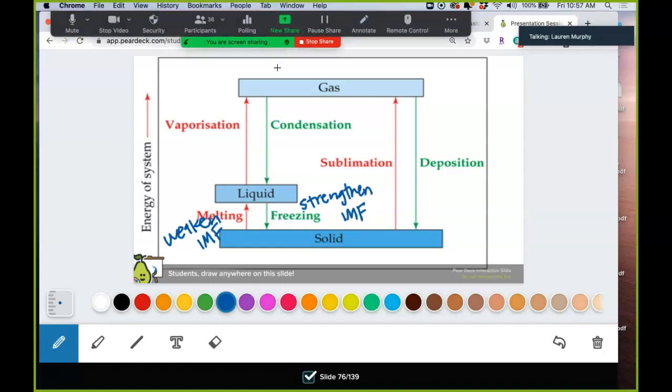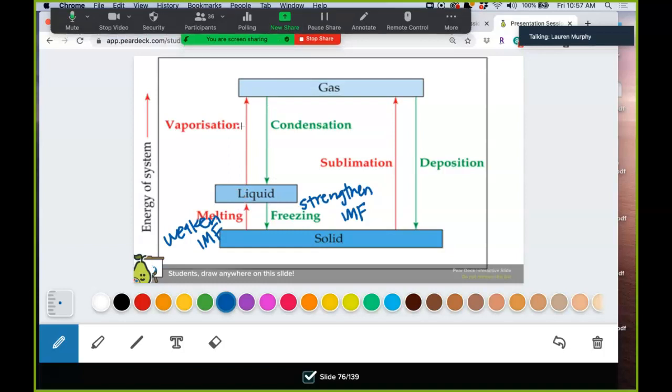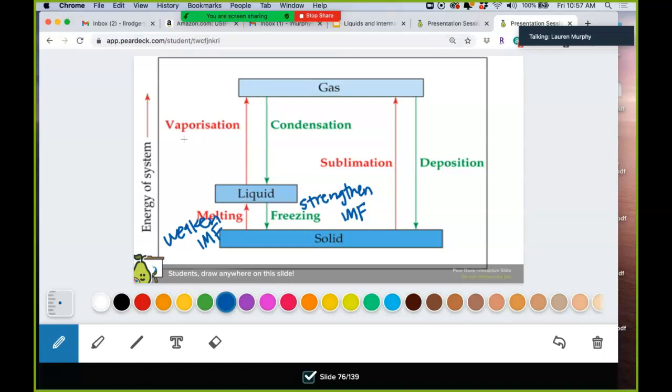Okay? So vaporization or evaporation is liquid to gas, right? When you turn a liquid to a gas, you completely overcome all intermolecular forces. So to take a gas and turn it back into a liquid, you have to get those gas molecules to come back together close to each other. So this would be a strengthened intermolecular force.